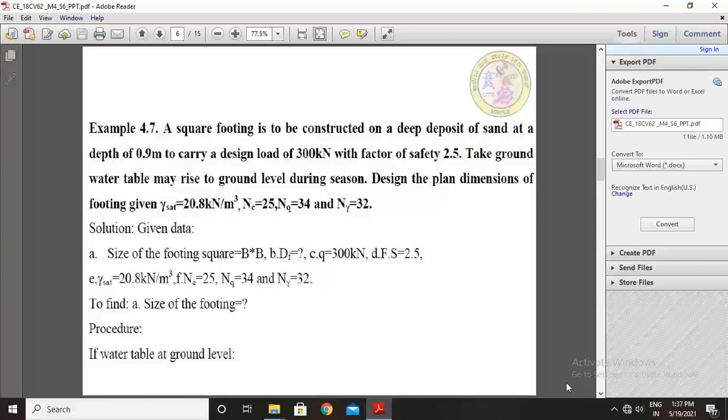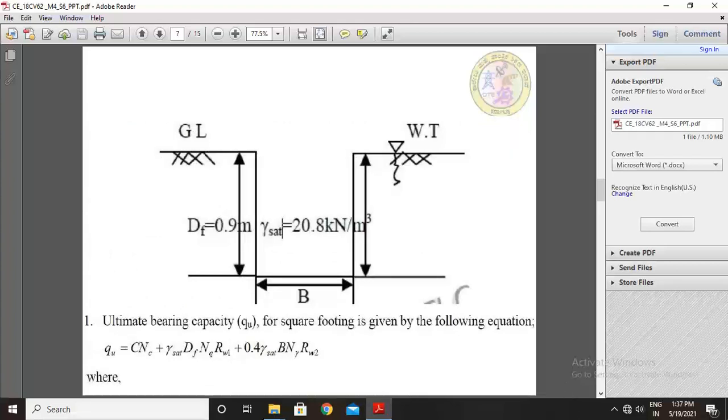If the water table is at ground level, then draw the footing dimensions. So this is the ground level, this is the depth of the footing 0.9 meter, width of the footing B, saturated unit weight is 20.8 kilonewton per meter cube and the water table starts at the ground surface. So this is the sketch as per the data.